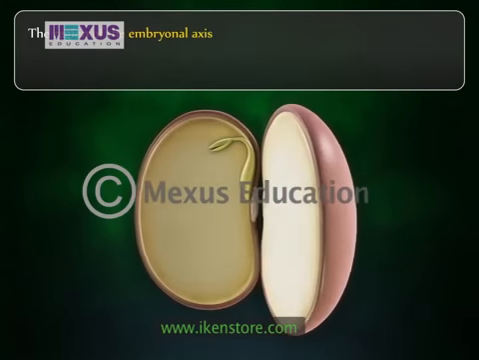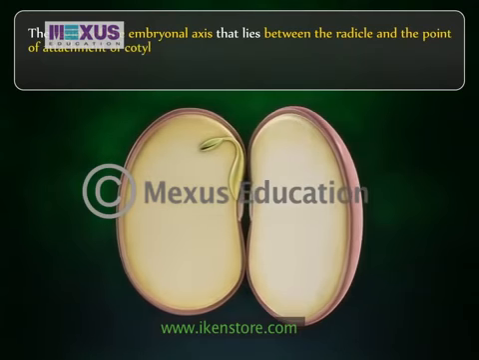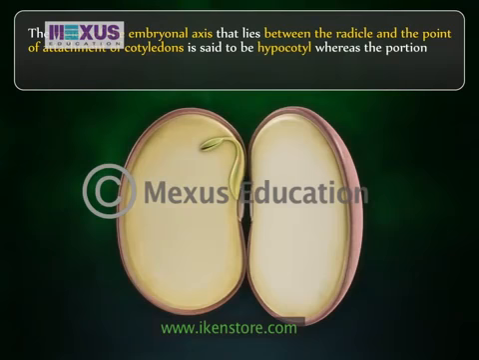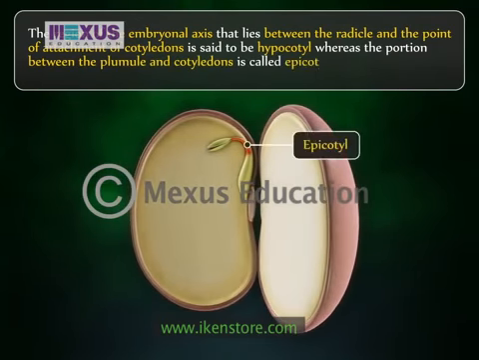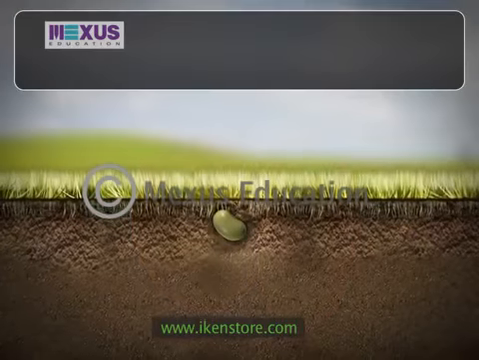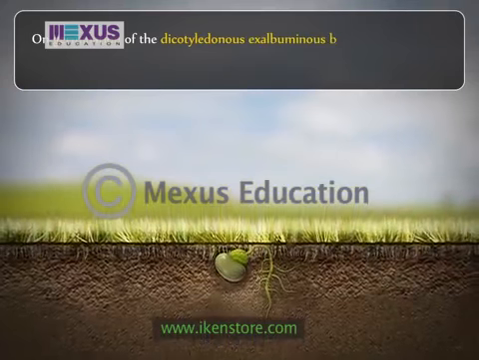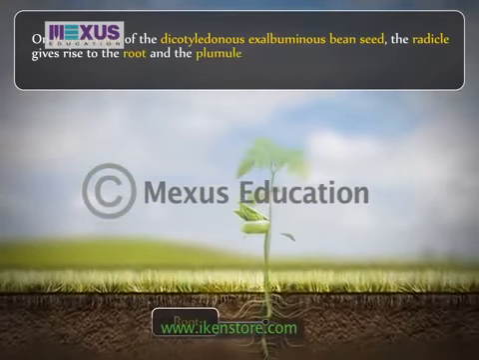The region of the embryonal axis that lies between the radicle and the point of attachment is said to be hypocotyl, whereas the portion between the plumule and the cotyledons is called epicotyl. On germination of the dicotyledonous exalbuminous bean seed, the radicle gives rise to the root and the plumule to the shoot.